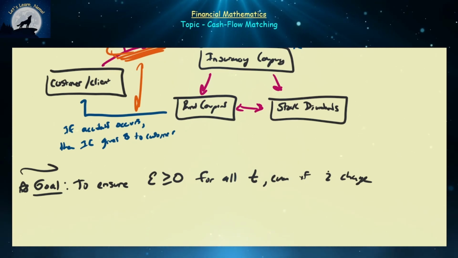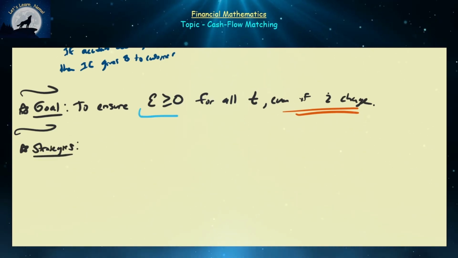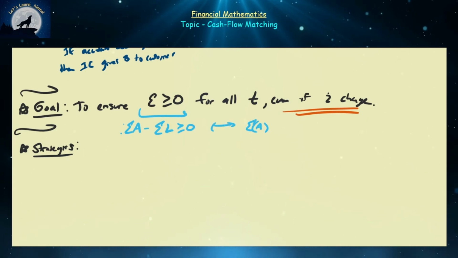Now, how do you make sure that your equity is always greater than or equal to 0 for all time t, even if interest rates change? This can sometimes be very, very difficult, but there are some strategies that you could put in place. So what are some basic strategies that one could use? If our equity is greater than or equal to 0, that means our total assets minus our total liabilities is going to be greater than 0. So that means our assets are bigger than or equal to our liabilities. We can clearly see that the sum of assets is greater than or equal to the sum of liabilities.